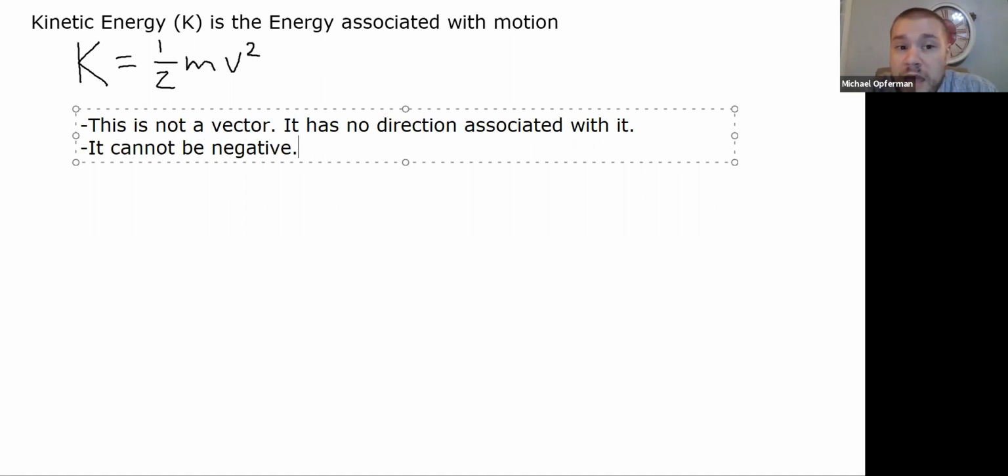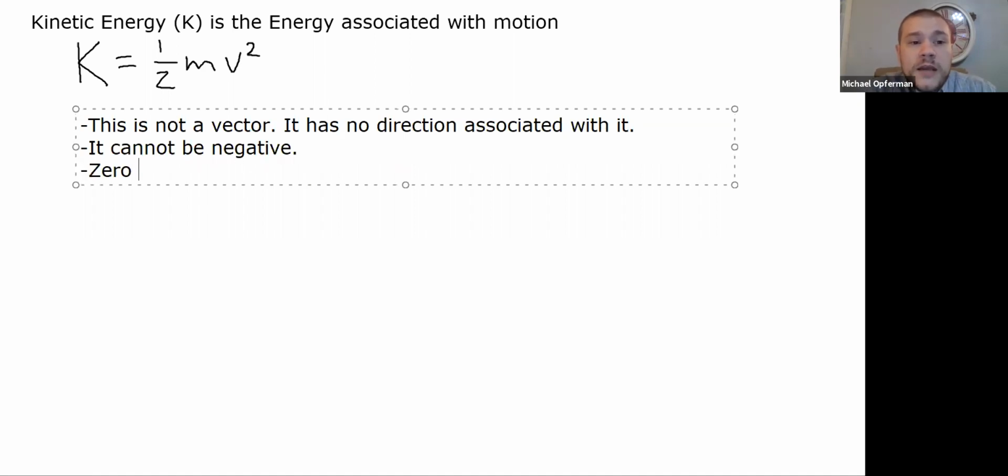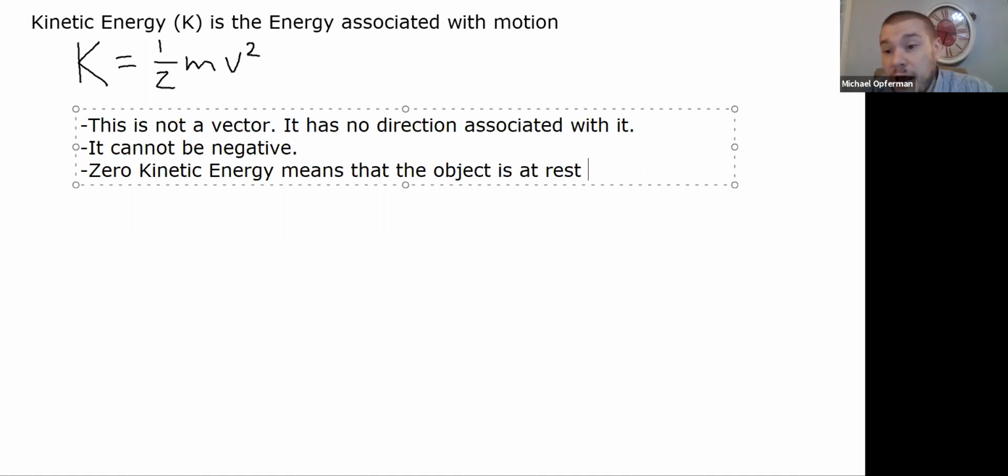Mathematically, you can see that right away because mass is always positive and speed is always positive, and also the v is squared. So even if you try to put a negative in there, you'll get a positive answer anyway. So zero kinetic energy means that the object is at rest, assuming it has mass, of course. That has a very clear meaning. Zero kinetic energy means the object is at rest. Positive kinetic energy means the object is moving. Negative kinetic energy is impossible. It makes no sense.